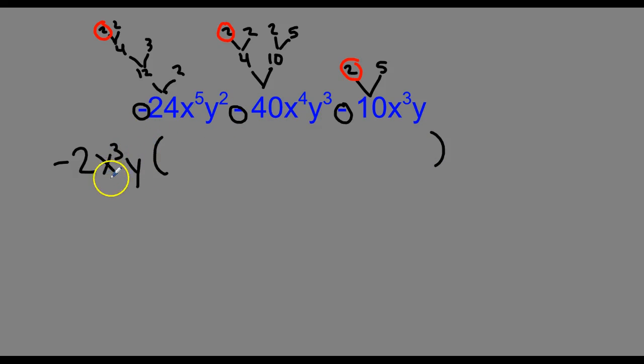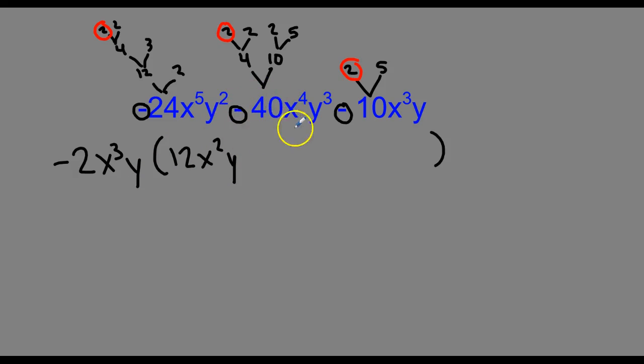And then let's see. We need a monomial that when it's multiplied by this term right here will give us this. Well, we know it's going to be positive because it needs to come out negative times a positive is a negative. What do we need to multiply 2 by to get 24? That's 12. What do we need to multiply x cubed by to get x to the fifth? That's x squared. What do we need to multiply y by to get y squared? That's just y.